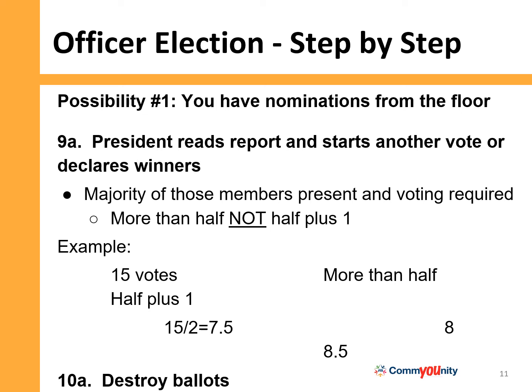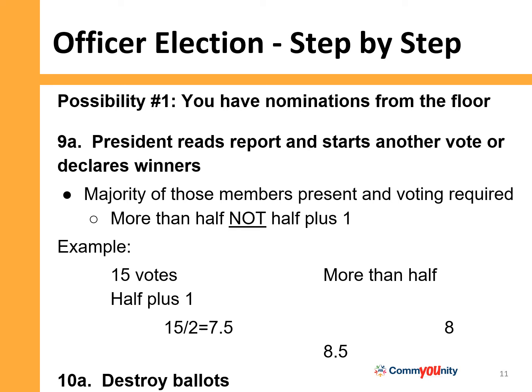This vote requires a majority of those members present and voting to be elected, so you may have to do more than one ballot. Let's pause for a minute and talk about majority. Majority is more than half. It is not half plus 1. While half plus 1 works for even numbers, it doesn't work for odd numbers. See the example above. Half of 15 is 7.5. More than half would be 8 votes. Half plus 1 would be 8.5. There is no half a vote. Make sure you remember more than half and you'll be good to go.